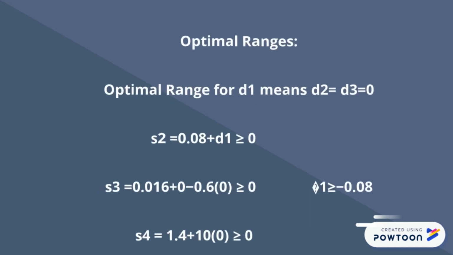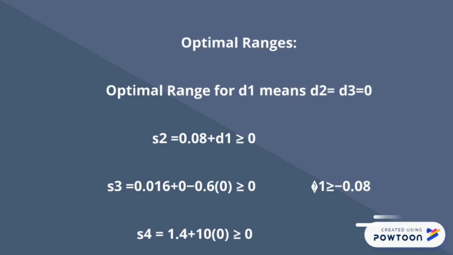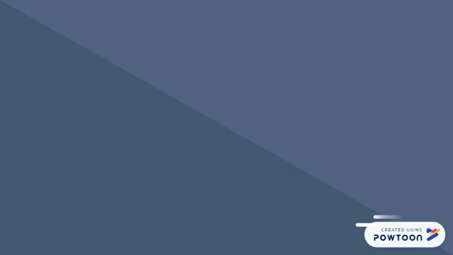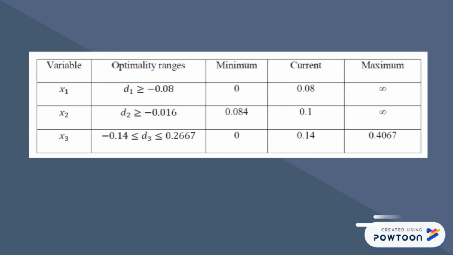To find optimal range for D1, assume D2 and D3 equal to 0. Then substitute the value of D2 and D3 into optimality condition. Repeat the same steps to find optimal range for D2 and D3. The table shows the optimality range for variable x1, x2 and x3.